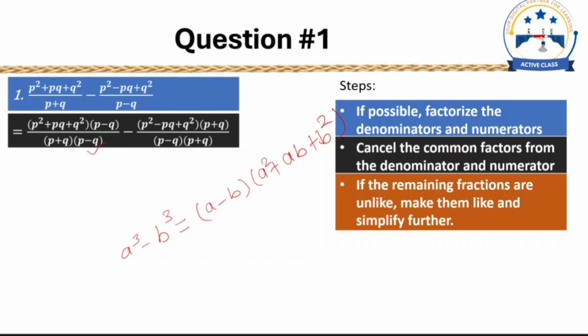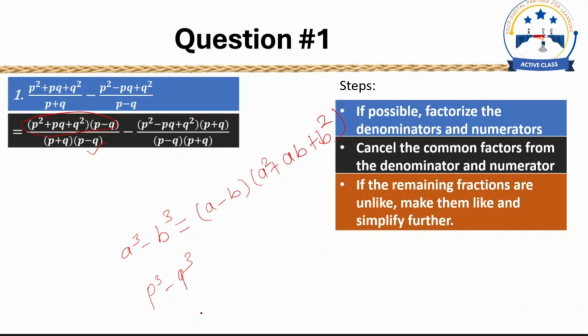And the numerator of first fraction is exactly in the same form. Means I can simply replace the numerator with p cube minus q cube, right? Because in place of a there is p, in place of b there is q, and nothing different except these two alphabets. That's why I can replace the whole numerator with p cube minus q cube.